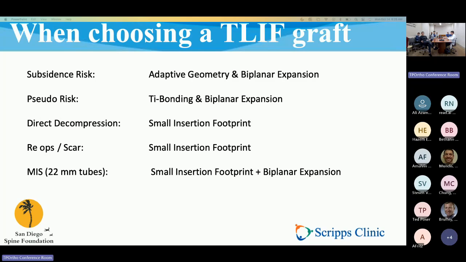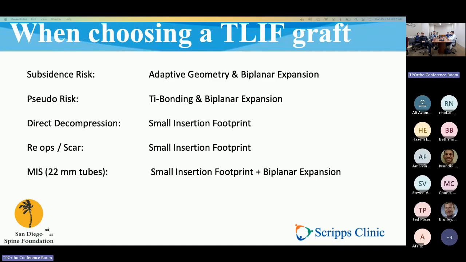Do you need a direct decompression? Is it a re-op? If it's a re-op, you probably want a smaller cage because sometimes it can be difficult to get a lot of space because of the scarring, and expandables are really good in that context. And if you're using a tube, obviously a smaller implant is going to be helpful as well. So expandables are nice through tubes because you generally have a smaller corridor and it allows you to see things a little bit better. And obviously they're nice for revisions.